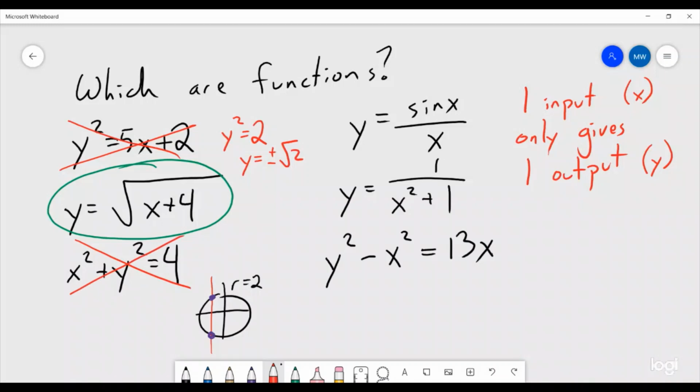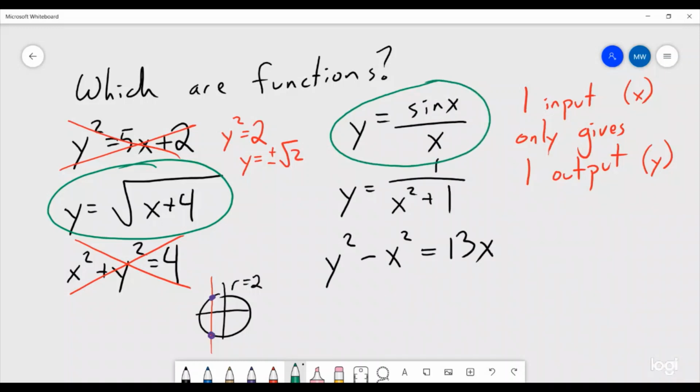How about y equals sine x over x? If we put in a given x value, is that always going to give us out a y value? Well, if we put in any x except 0, we're going to get something out, but that's totally fine. That's just something involving the domain. But if we put in an x value, we can't have more than one y value that works. So this one is also going to be a function.